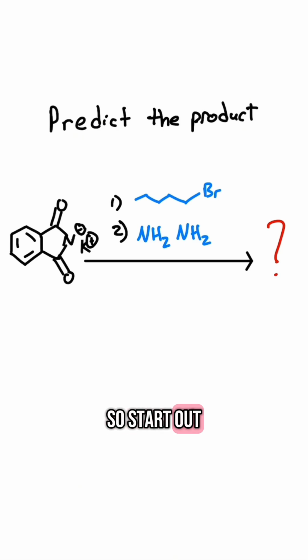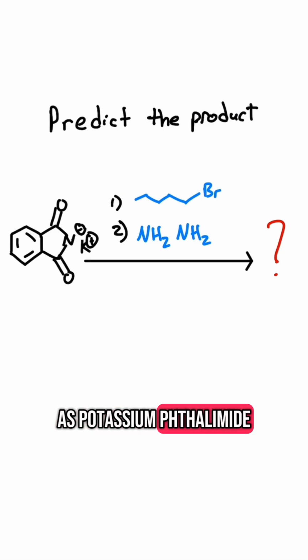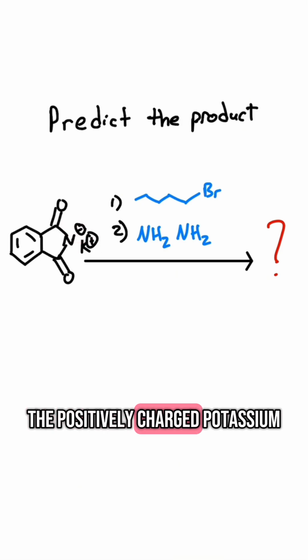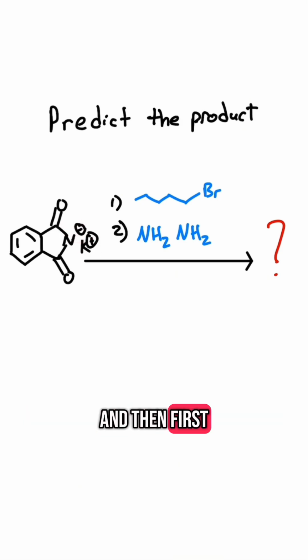To start out, we have this molecule right here, which is known as potassium phthalimide. This is a salt, where there's a negative charge on the nitrogen, and we have the positively charged potassium. First we're going to react it with bromopentane, and then we're going to hit it with this right here, this NH2, which is known as hydrazine. So what is that going to give us?